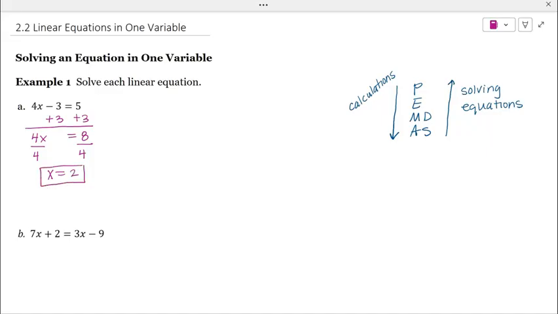Whenever I solve an equation, I want to check my answer to make sure that it works. So I'll go back to the original, and I'll plug 2 in instead of x. So I'm getting 8 minus 3 equals 5. Yes, we are getting the correct answer, so we think that 2 is our answer here.